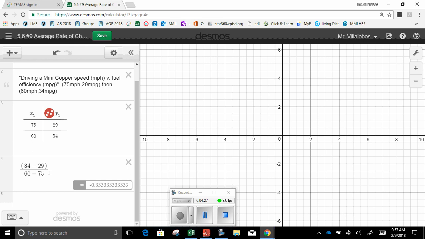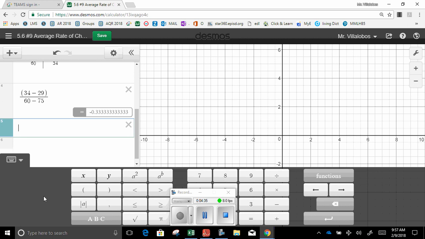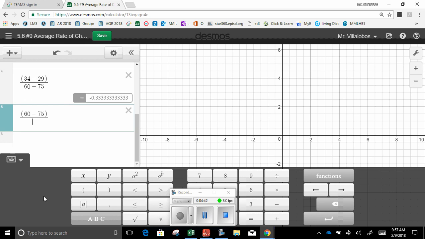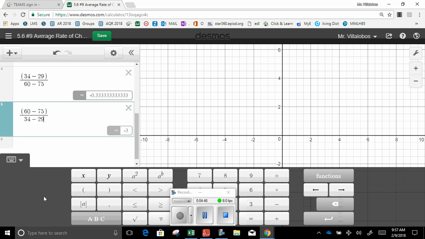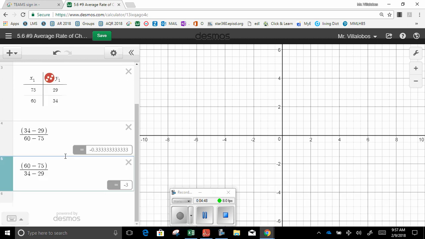So this is the miles per gallon, right? So either write it like this. I can also write it like this. I can put 60 minus 75 divided by 34 minus 29. All right? So what does this mean?